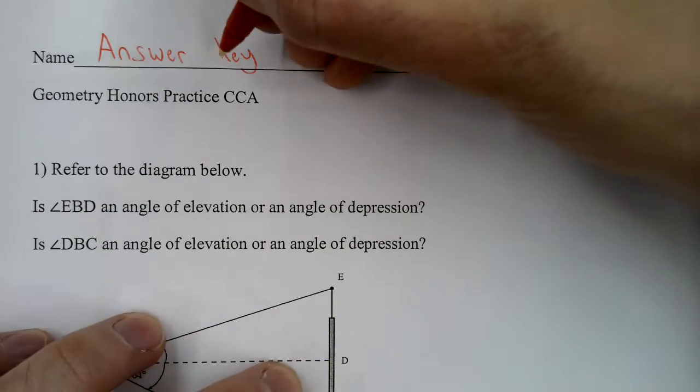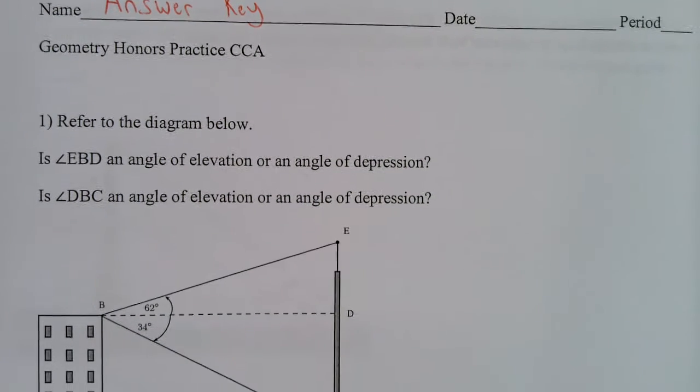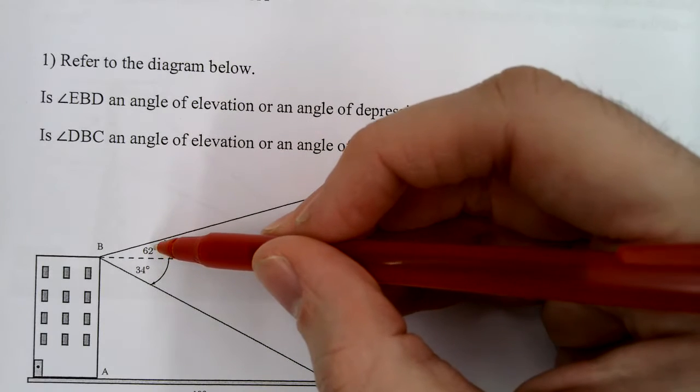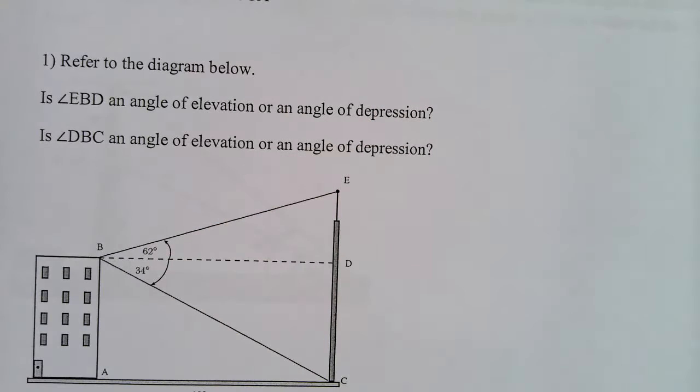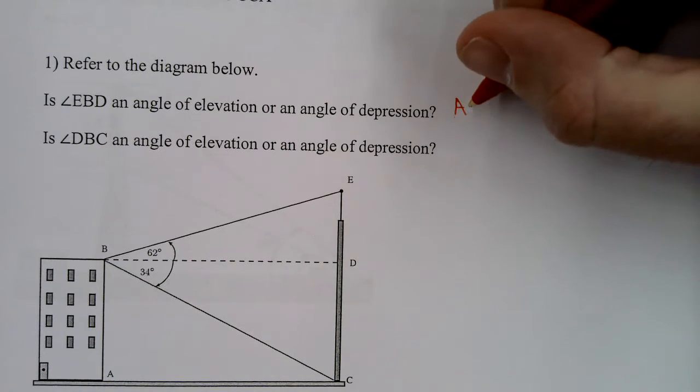All right, this is the practice CCA on right triangle trigonometry. Example 1 is a quick problem, just identifying the different types of angles. Is angle EBD an angle of elevation or an angle of depression? So that's this angle right there. It's above the horizontal line, so that is an angle of elevation, an angle looking up. Okay, angle of elevation.